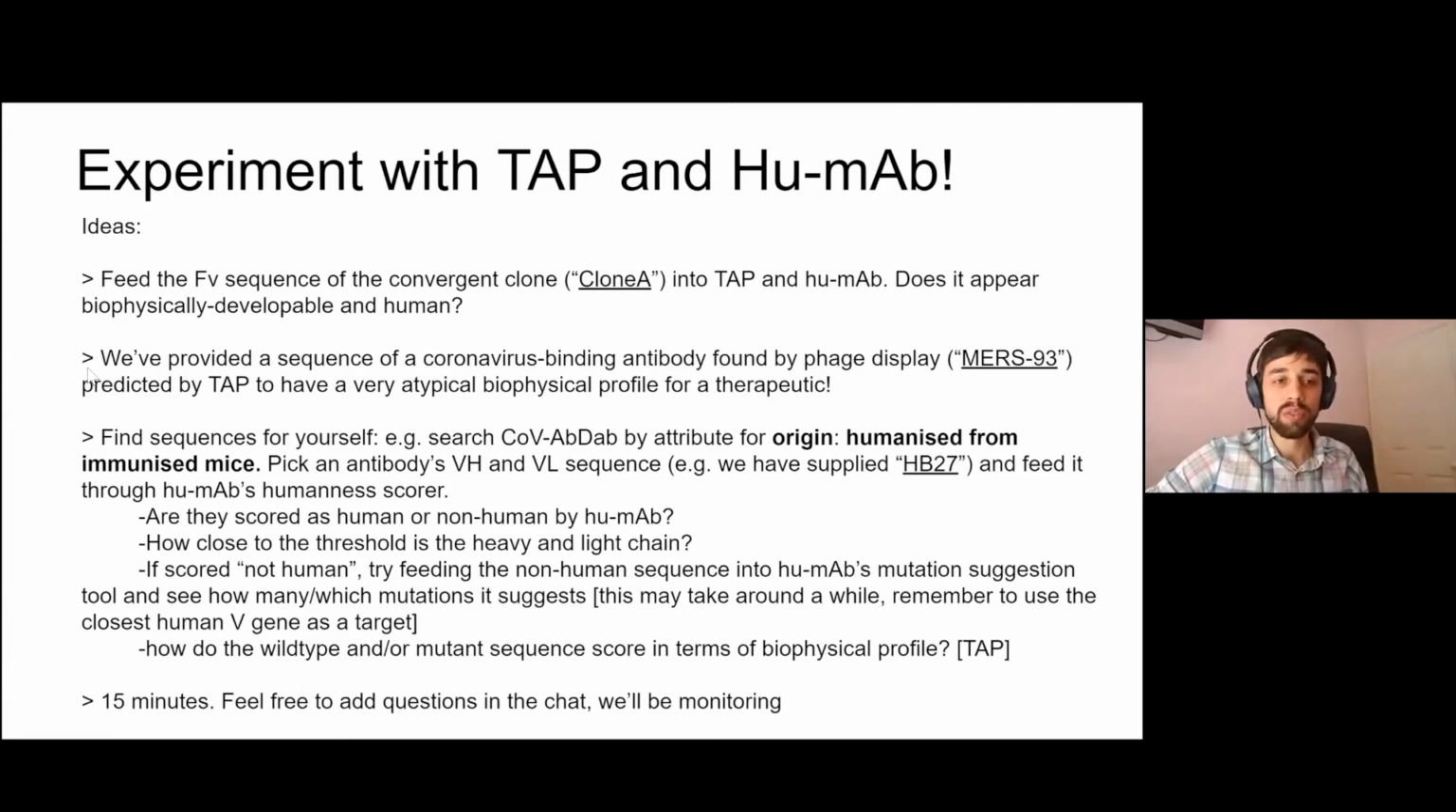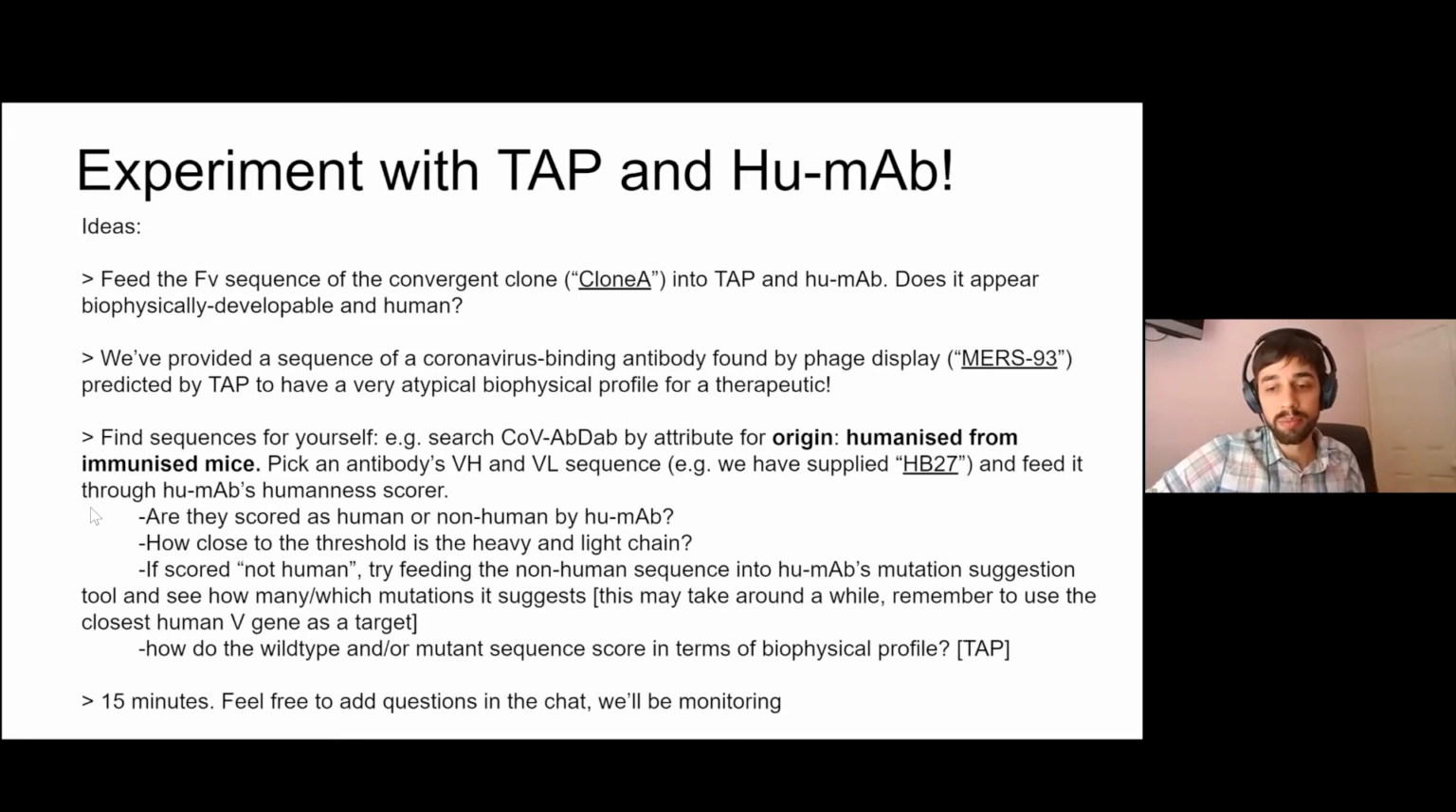We've also provided a sequence of another antibody from COABDAB that was found by phage display rather than fishing from humans. And you can really see the influence of perhaps what sort of in vitro technologies can do to developability, because there's no selection for developability when you're making these libraries. And TAP predicts that this antibody will have a very atypical biophysical property. So you could stick that sequence in of MERS93 and have a look at what TAP finds problematic about it.